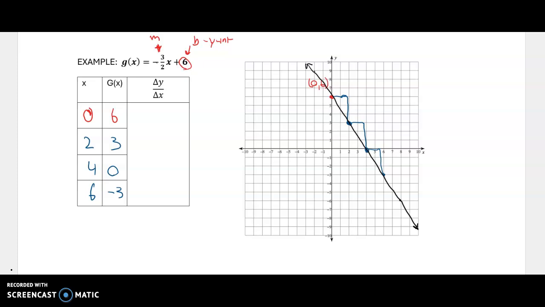When I explore my change in y over my change in x, I do the following. I'll find the difference in my y values, 6 minus 3, and I'll divide by the difference in my x values, 2 minus 0, and I'll get 3 over 2. You'll notice I'll have 3 over 2 for my rate of change between each of these points. This number is constant across the graph.